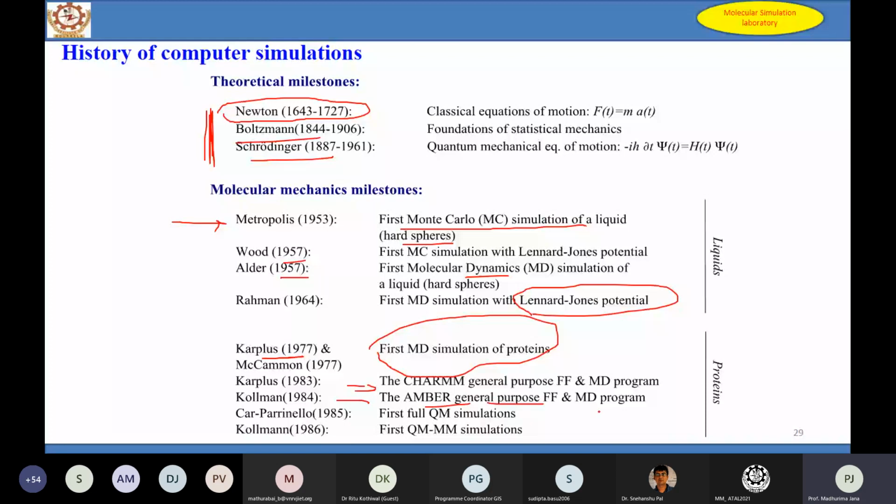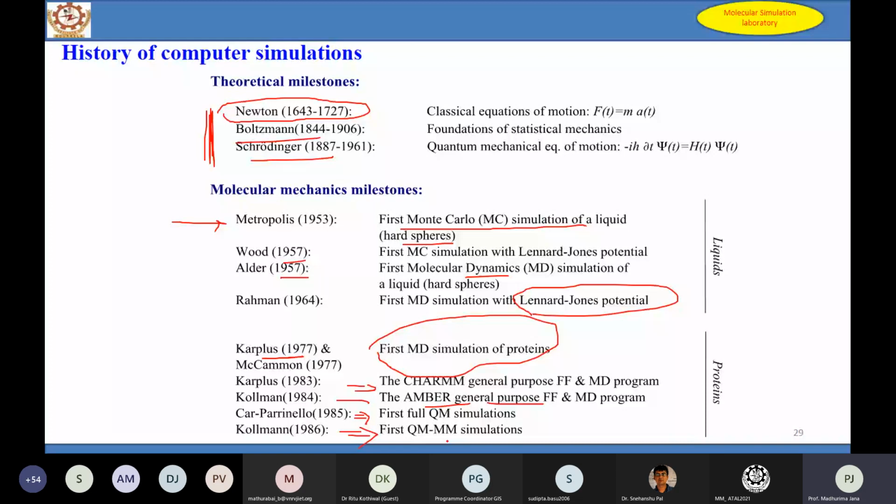Then Carl Parrinello did the first full QM simulation of proteins in 1985. And then Peter Kollman did the first hybrid QM/MM simulation of proteins. So these are very, very important studies which have advanced the field.